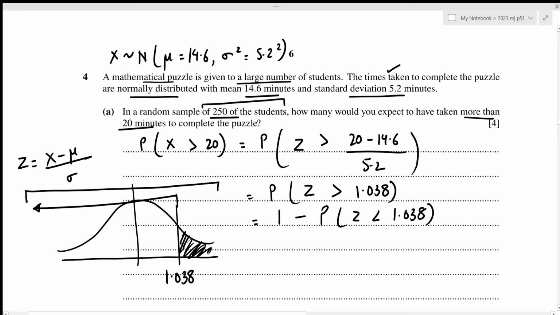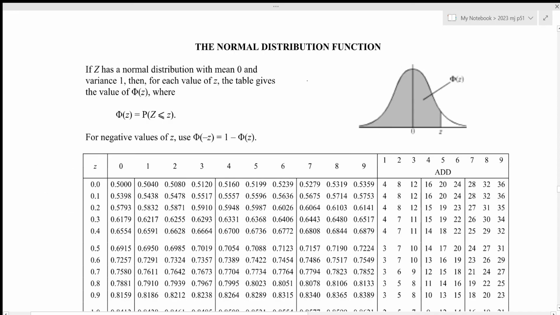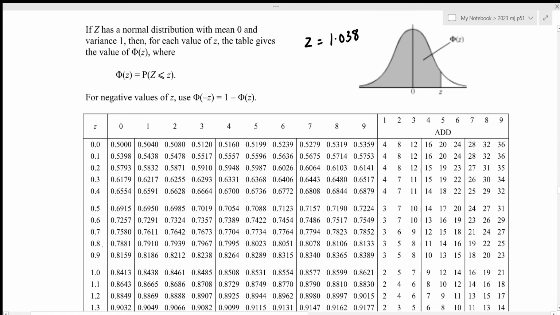Now we need to look at our formula table. So the value of z that we're looking for in this case is 1.038. Okay. So 1.0 is right here, second decimal place is 3, so that's right here, and the third decimal place is 8, so 19. The required probability is 0.8485 plus 0.0019. This results in 0.8504.